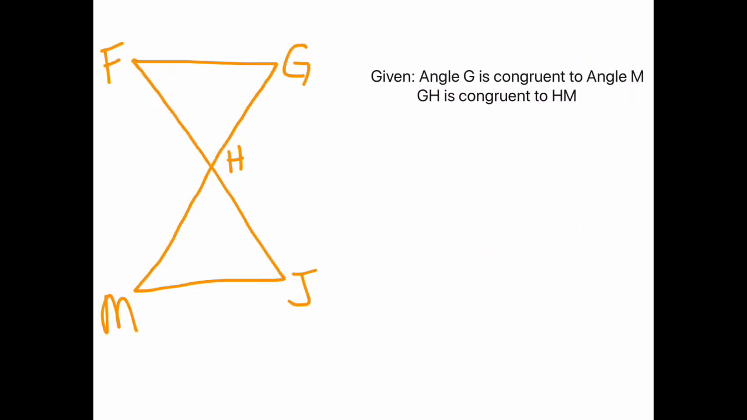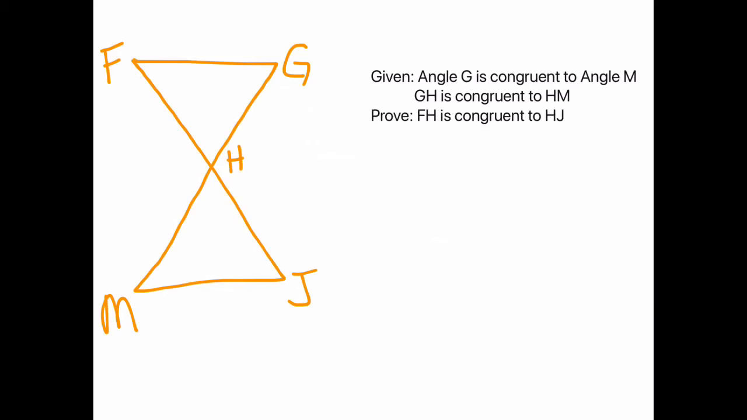All right, this next one says, given that angle G is congruent to angle M and that GH is congruent to HM, they want us to prove that FH is congruent to HJ. So if we say that G is congruent to M, and if we say that GH is congruent to HM, those are our givens. Our next step would likely be that this angle here, GHF, is congruent to this angle here, MHJ, because they're vertical angles.